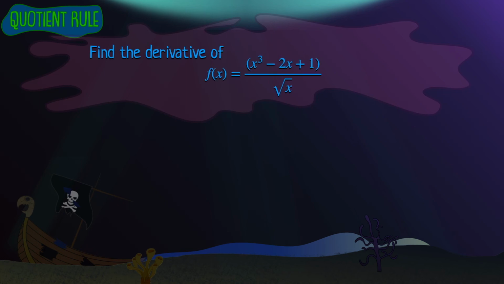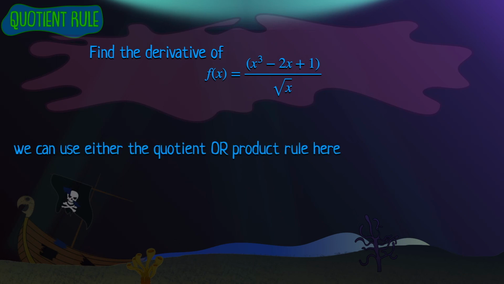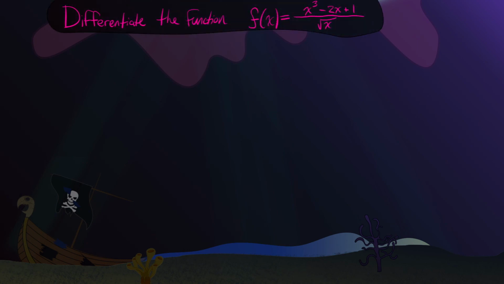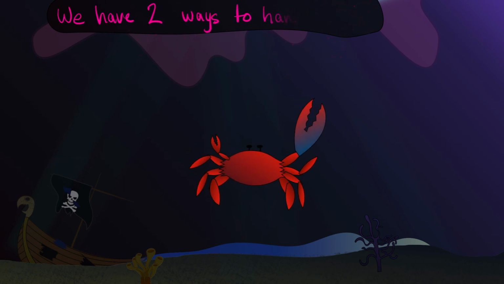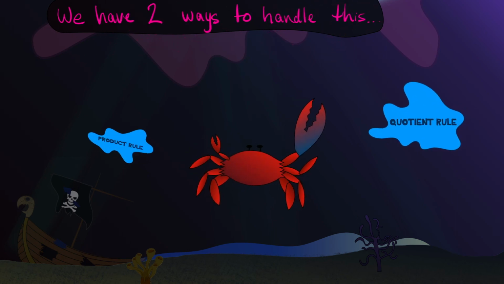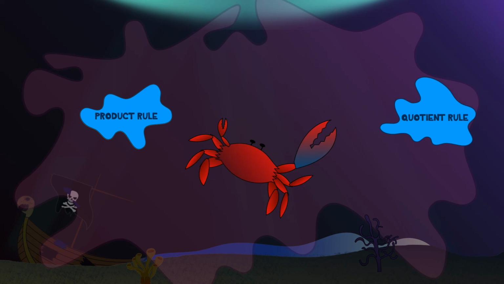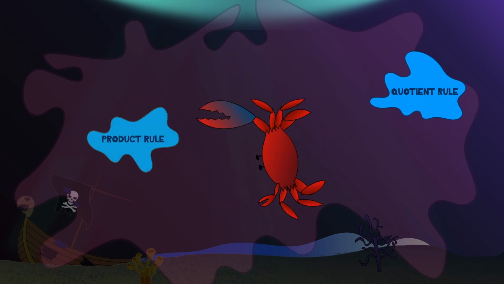Okay, find the derivative of f of x equal to x cubed minus 2x plus 1 over the square root of x. Keep in mind that we can use the product rule or the quotient rule because that's x to the negative 1/2. We don't really have an idea of which one's going to be easier or which one's going to be harder. So we'll just go ahead and pick one to use. We have two ways to handle this, either with the quotient rule or with the product rule. Let's just randomly pick one. We end up here with the product rule.